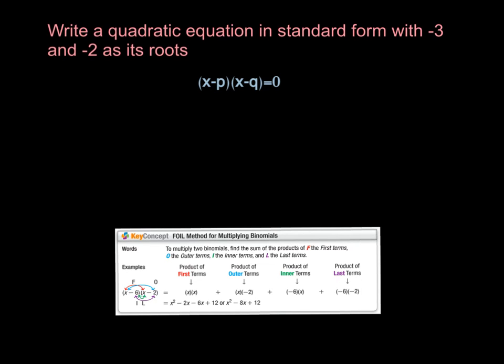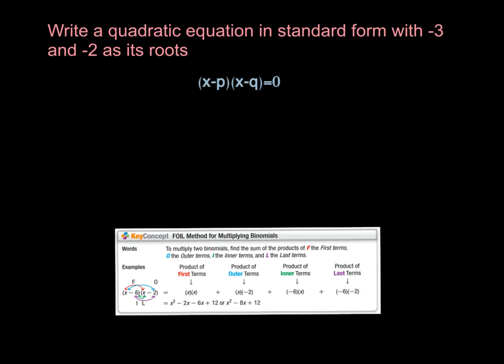This question asks us to write a quadratic equation in standard form with -3 and -2 as its roots. So -3 and -2 are the solutions. If we look at this equation right here, we have in parentheses x minus p times x minus q equals 0. So x minus p is a 0 and x minus q is a 0. So we're going to take our roots, -3 and -2, and plug them into our equation. They can be our p and our q.